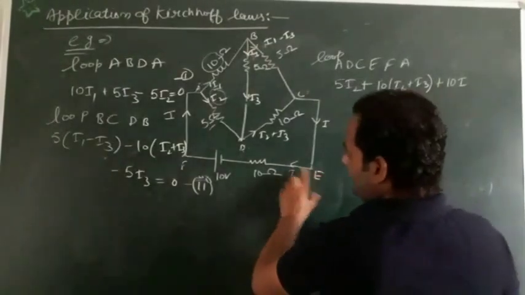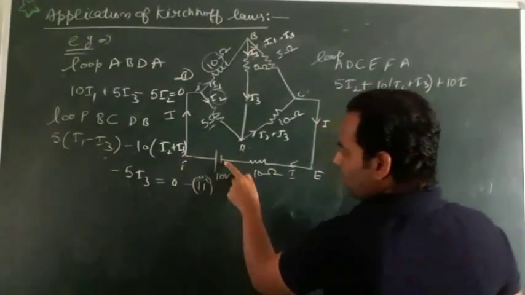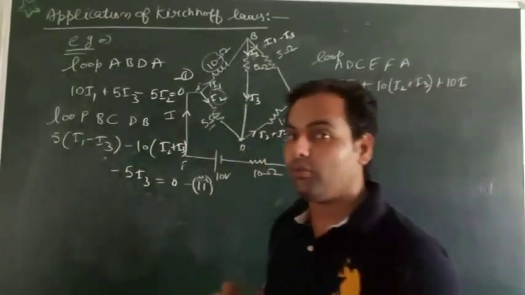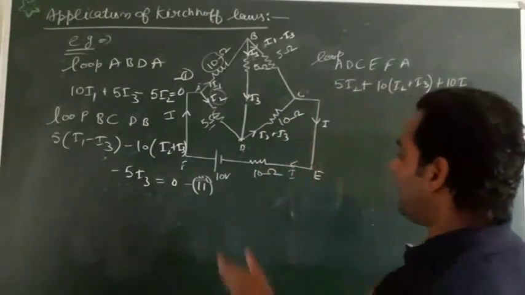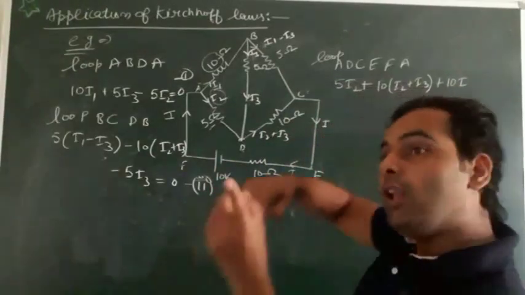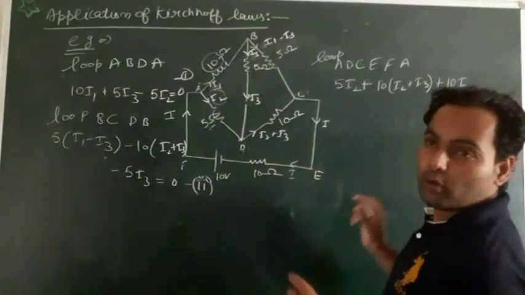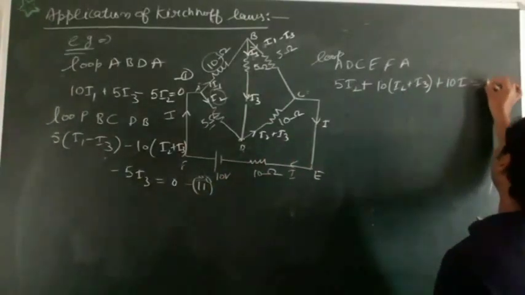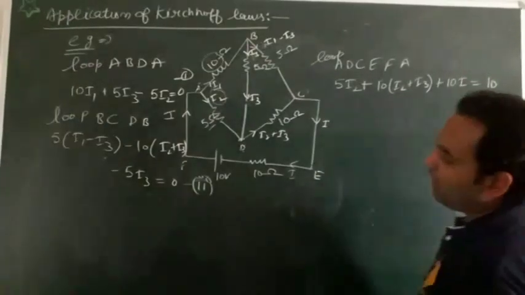Now when we move from E to F, which terminal of the battery are we hitting? We are hitting the negative terminal of the battery. When we hit the negative terminal first, the EMF of that battery is taken as positive and written on the right hand side. So here we will write equal to 10. So these are your three equations.